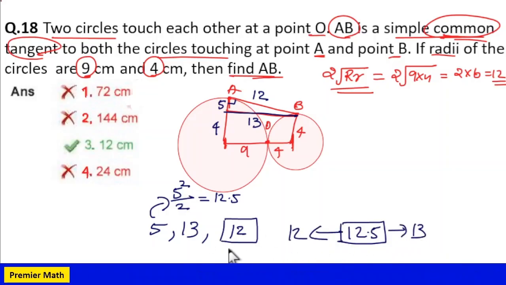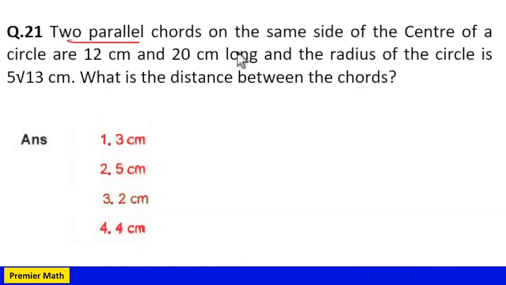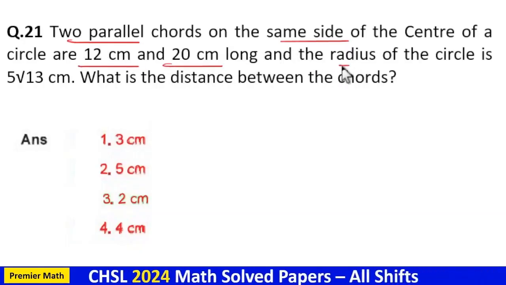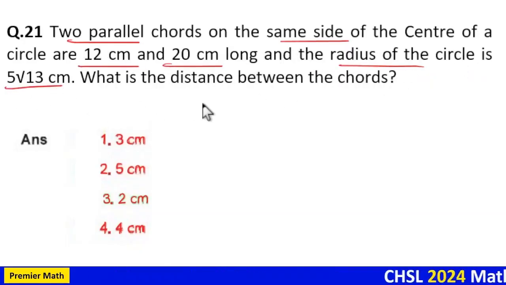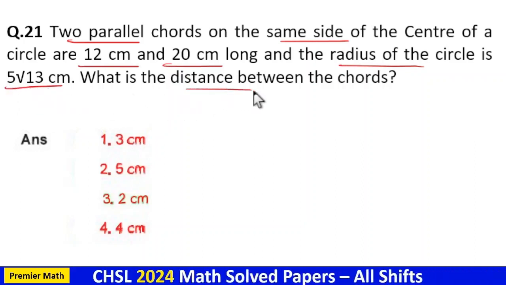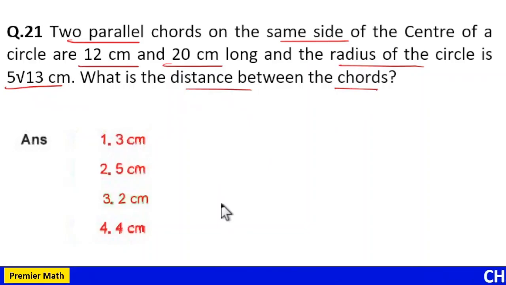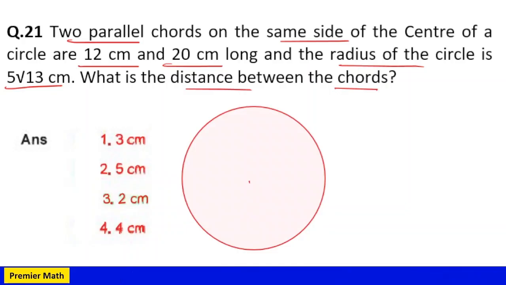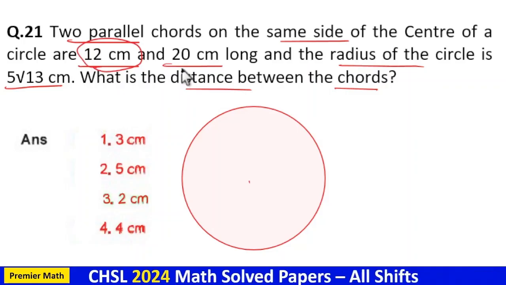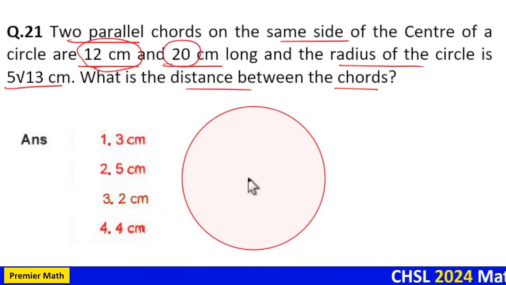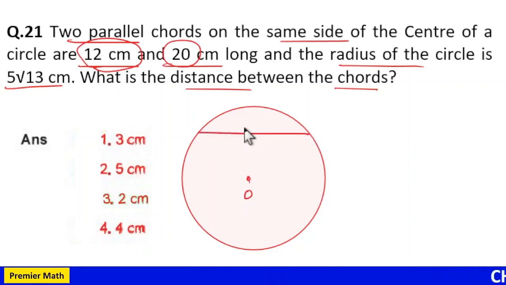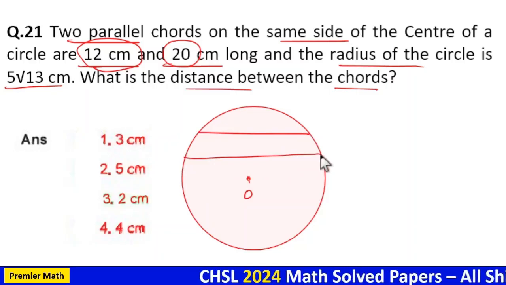So in this way you can find. Two parallel chords on the same side of the center of a circle are 12 cm and 20 cm long, and the radius of the circle is 5 root 13 cm. What is the distance between the chords? Here, this is the circle, and here two chords of length 12 cm and 20 cm are on the same side of the center of the circle. This is center and this is chord length 12 cm and this is chord length of 20 cm.